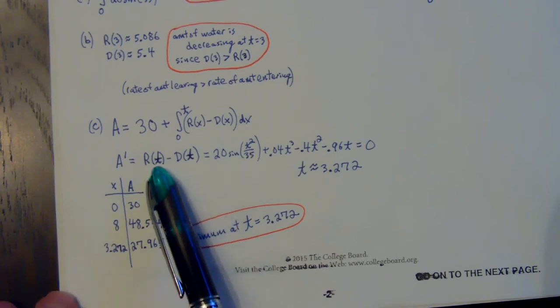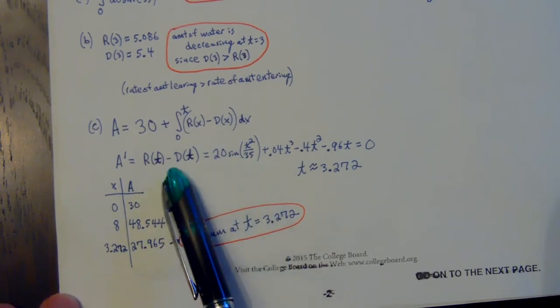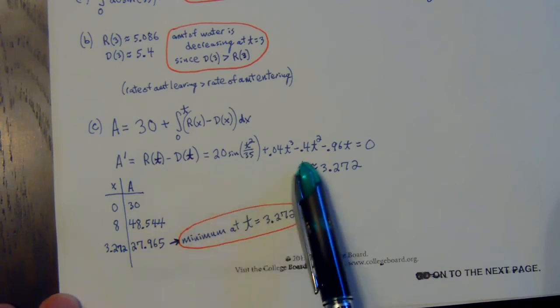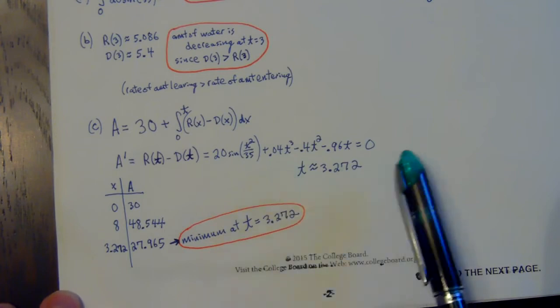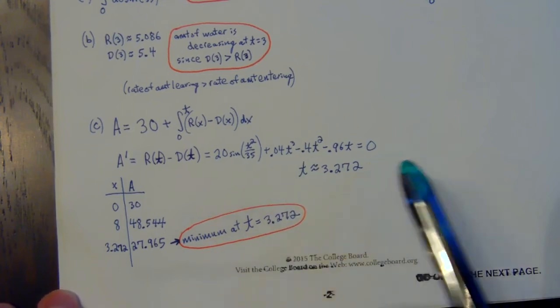And then you've got to do your R of T they gave us was that. You're going to subtract the D of T. So I distribute the negative through the parentheses. There's my R minus D right there. And to get the critical numbers, we've got to set this equal to 0. So I showed you how to do that.